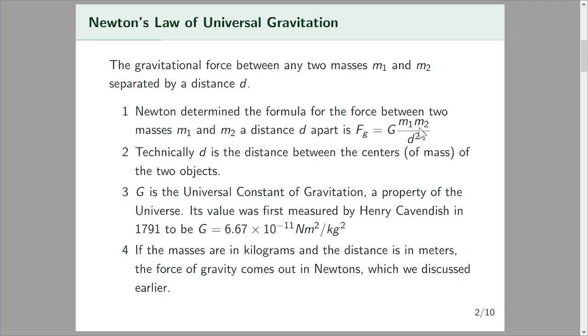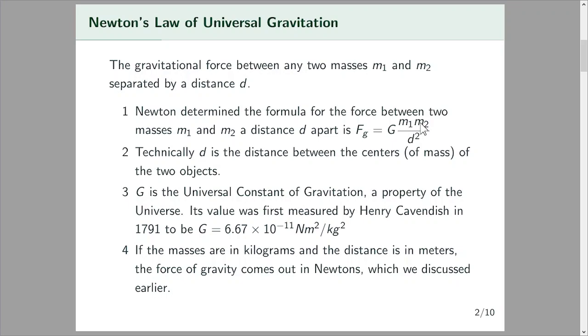m1 and m2 are the masses of the two objects, and G is the universal constant of gravitation, a property of the universe. Its value was first measured by Henry Cavendish in 1791, and it's 6.67 times 10 to the negative 11th newton meter squared per kilogram squared. It's been measured more precisely since then, but that's a good number for it. And so this G m1 m2 over d squared is the force of gravity between any two objects separated by a distance d, one having mass m1 and the other having mass m2.